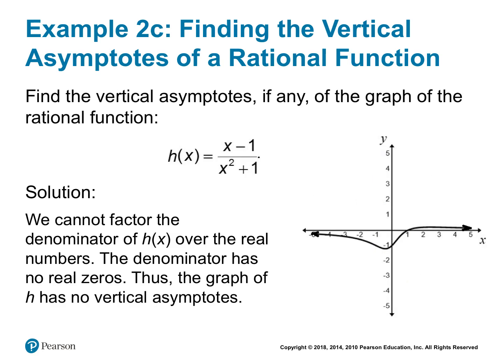Okay, now this one, we cannot factor the denominator of h of x over the real numbers. So the denominator has no real zeros. There's nothing here that we could put in for x that would ever make the bottom equal 0. So it has no real zeros, so the graph has no vertical asymptotes.